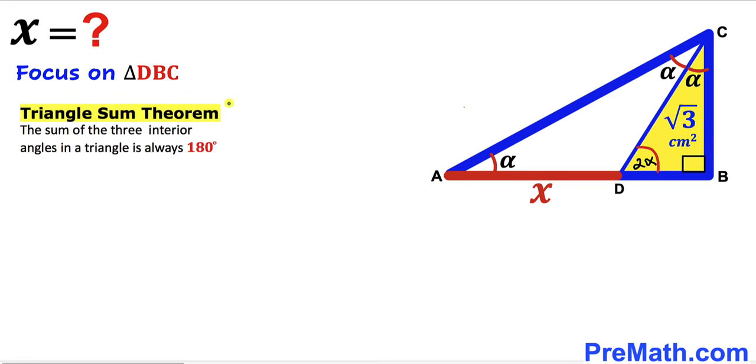And now let's focus on this yellow shaded triangle DBC. And now let's recall the triangle sum theorem. According to this theorem, the sum of 3 interior angles in a triangle is always 180 degrees. So therefore, in this yellow shaded triangle, the sum of these 3 interior angles must be equal to 180 degrees. And we know this angle is our 90 degrees angle. So therefore, angle alpha plus angle 2 times alpha plus 90 degrees must be equal to 180 degrees.